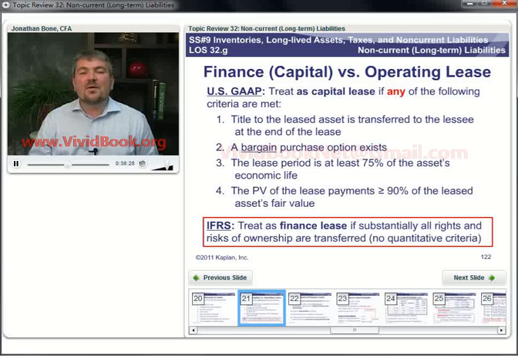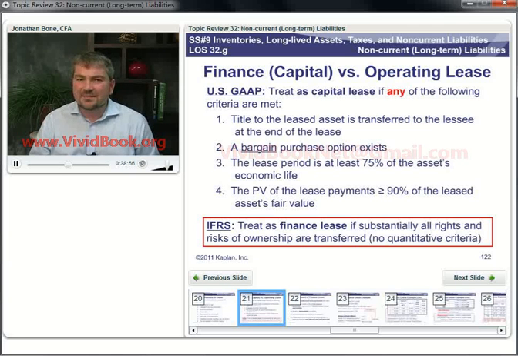Now, 3 and 4 are the ones that get tested most often in the exam. Number 3, you're leasing the asset for 75% or more of its economic life. Or number 4, the present value of the lease payments. So you look at the terms, the number of payments you're going to make under your lease, discount them back, and if they're greater than or equal to 90% of the leased asset's fair value, i.e. its market value, again, it's going to be a capital lease.